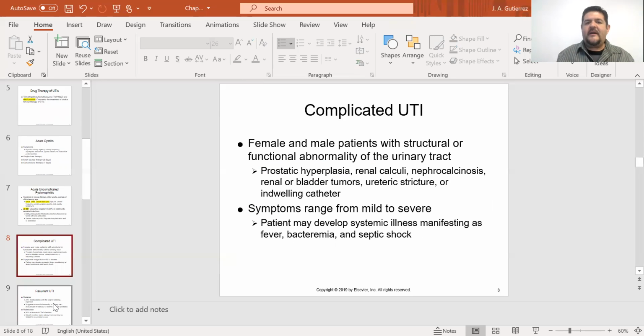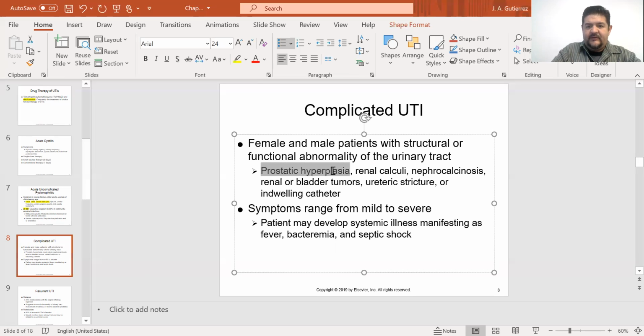Now, regarding complicated UTIs, this term is used when the patient has a modification of the urinary tract, a modification that was caused by a cancer, a benign condition like prostatic hyperplasia, or kidney stones too.